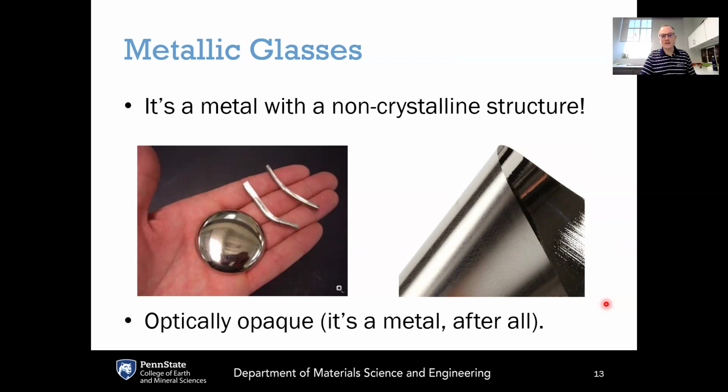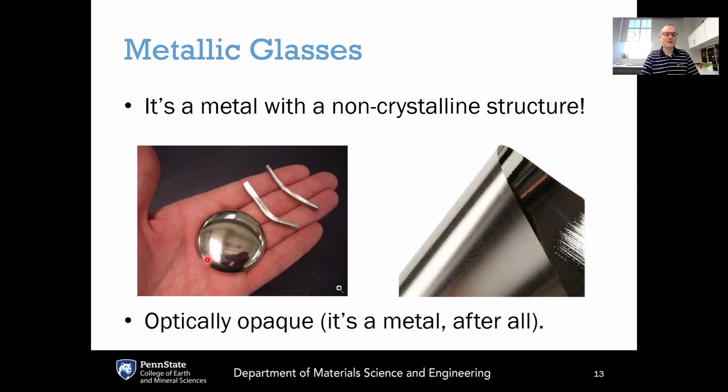A metallic glass is a metal, but with a non-crystalline structure. The initial metallic glasses could only be made into very thin sheets because they had to be quenched so quickly. More recently, new alloys have been developed to have what's called bulk metallic glasses, or BMGs. These are metallic alloys that can be cooled more slowly to form larger pieces.